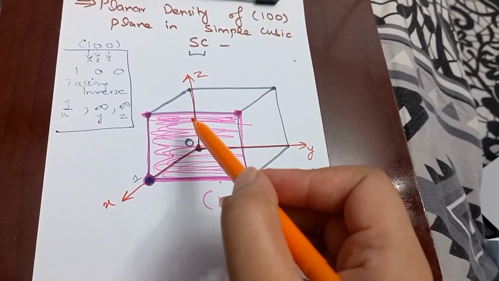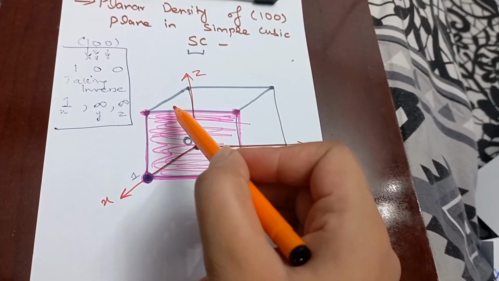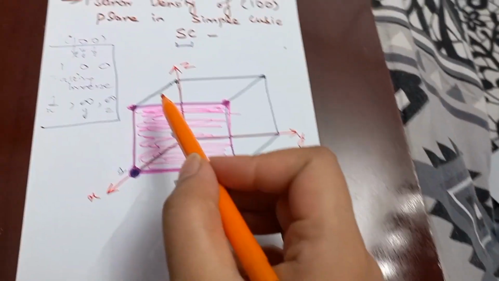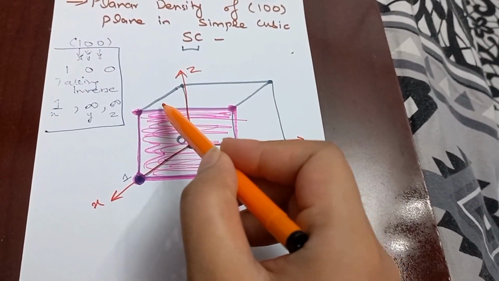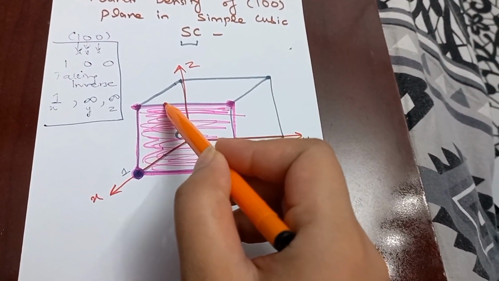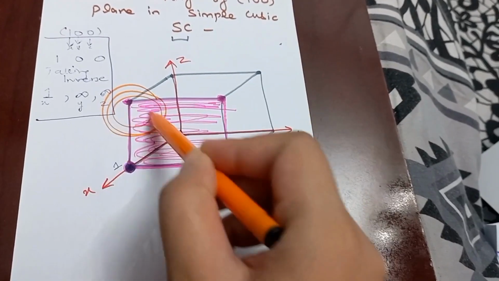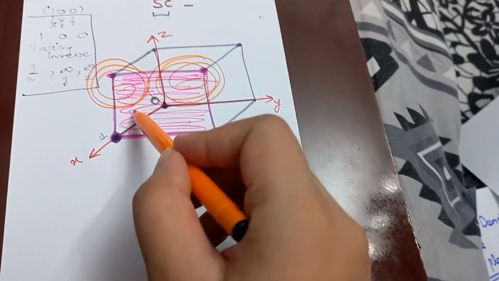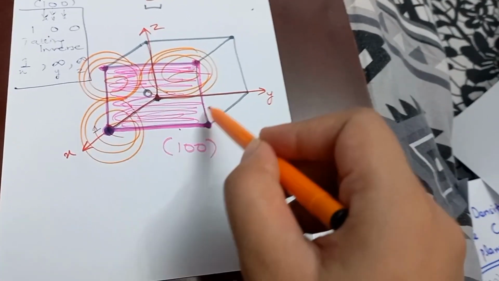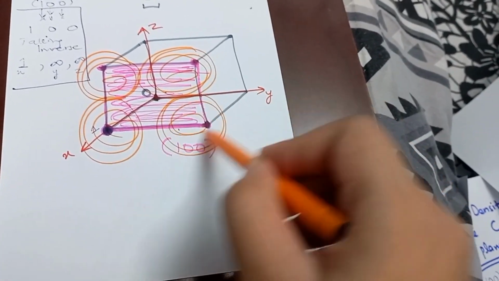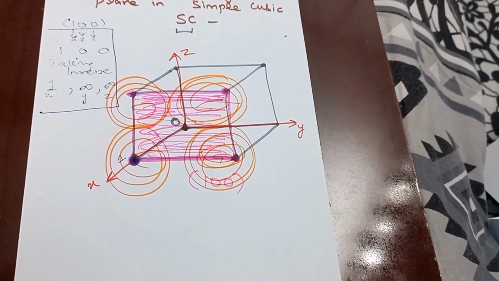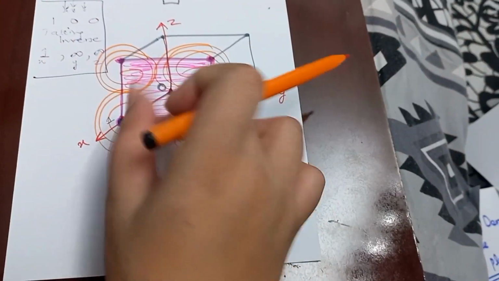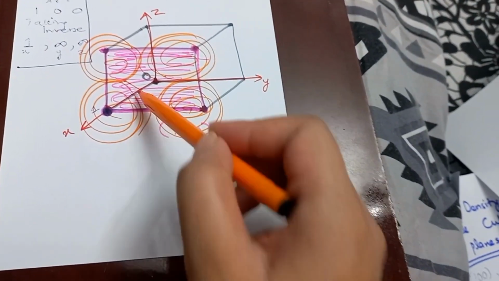We know that in simple cubic structure, this is the drawing for the 1 0 0 plane. So let's draw the atoms. We know where they potentially lie. There is an atom here like that. These are really big atoms. At each corner of the unit cell we have an atom, and they are actually touching each other.